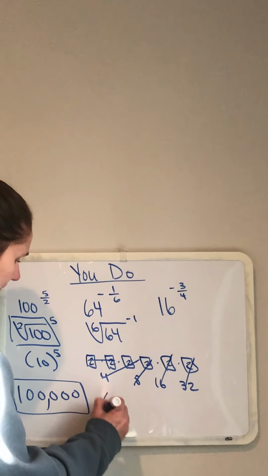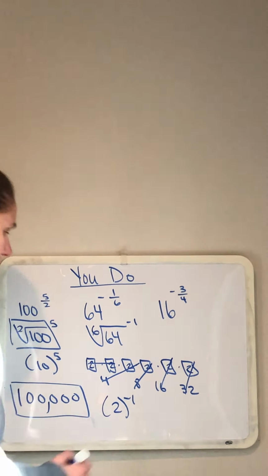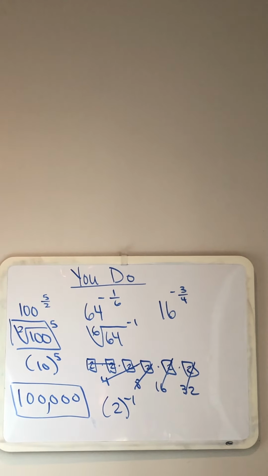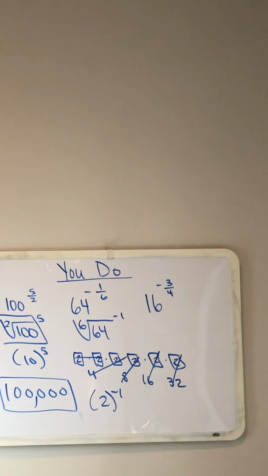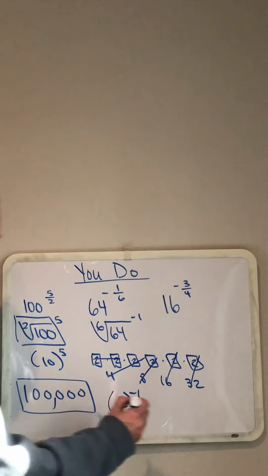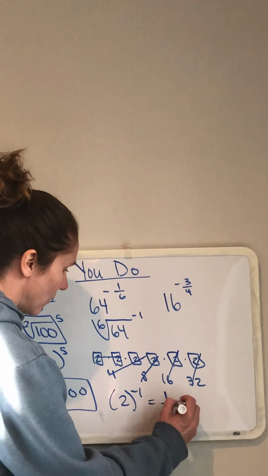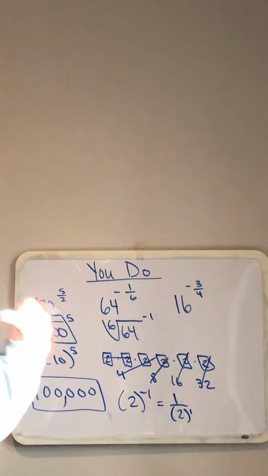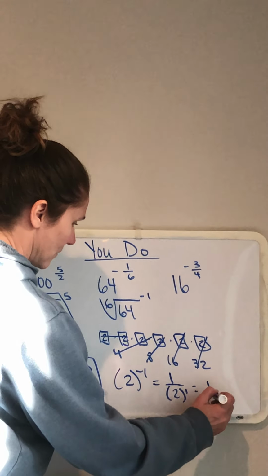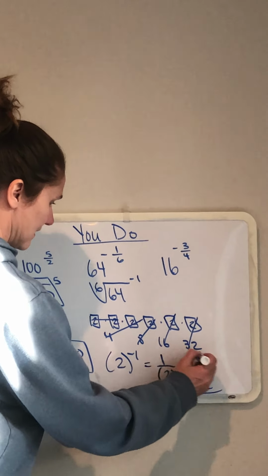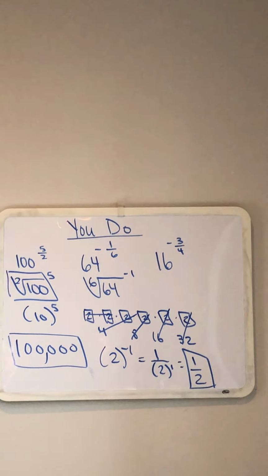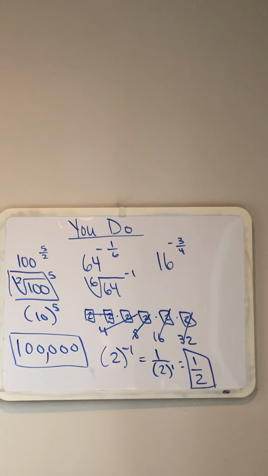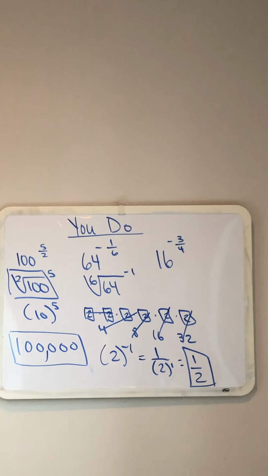So now we have 2 to the negative 1st. And you guys learned that a negative power does not make a negative answer. It just moves the number. So this is really 1 over 2 to the 1st, which is 1/2. That's the answer to 64 to the negative 1/6. And I took up a lot of space, so now I'm going to erase that to show you the last question.